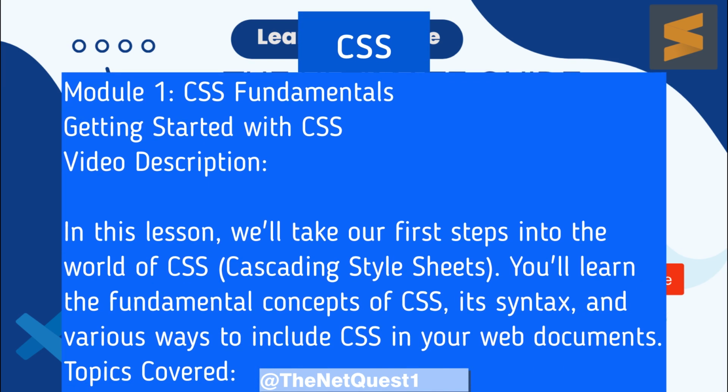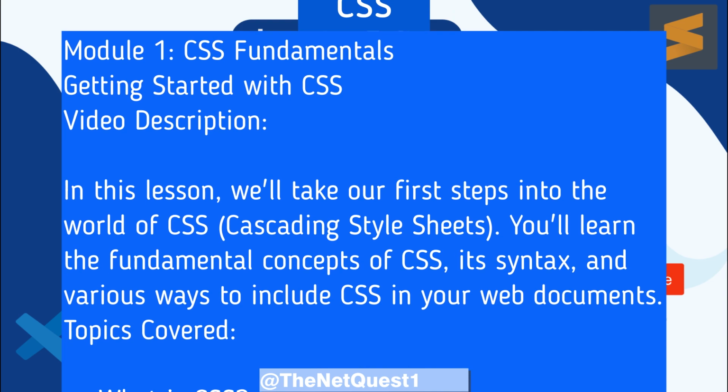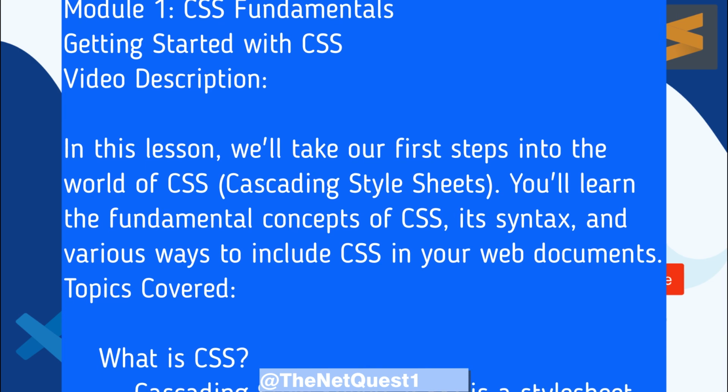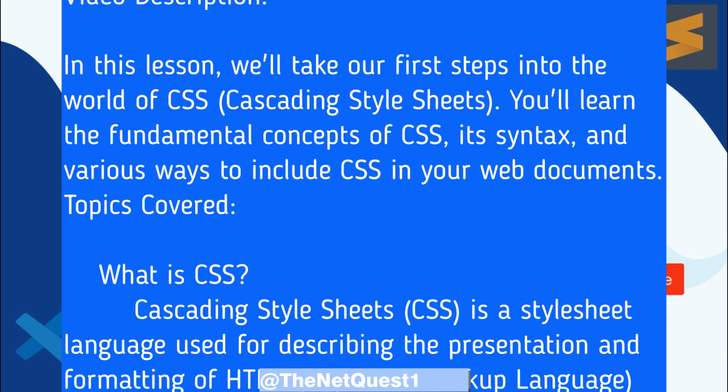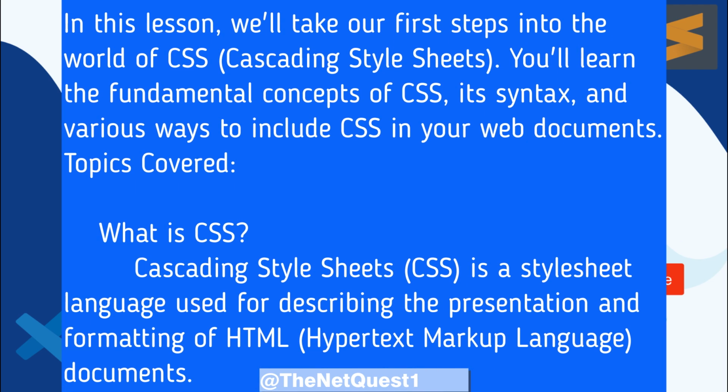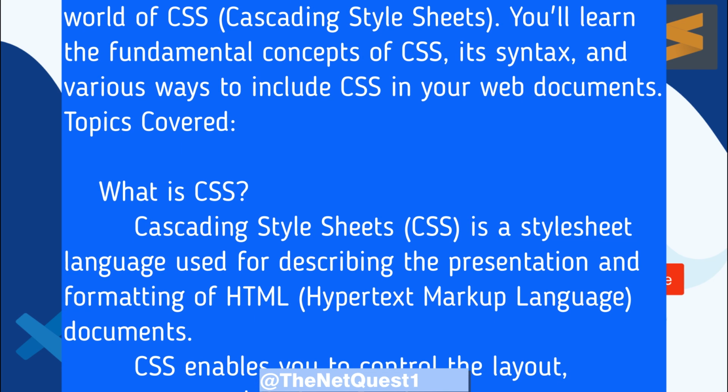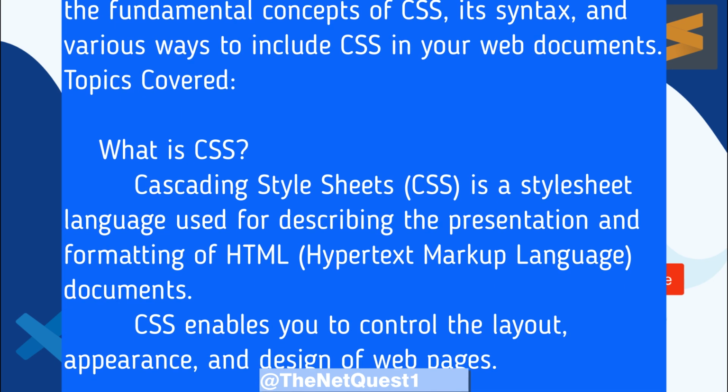Topics covered. What is CSS? Cascading Style Sheets. CSS is a style sheet language used for describing the presentation and formatting of HTML, HyperText Markup Language documents. CSS enables you to control the layout, appearance, and design of web pages.